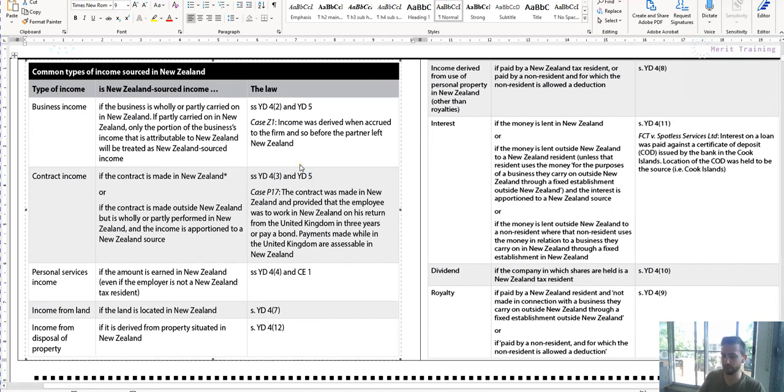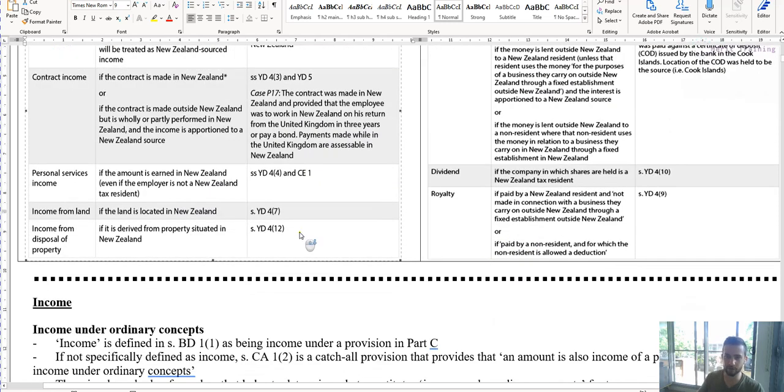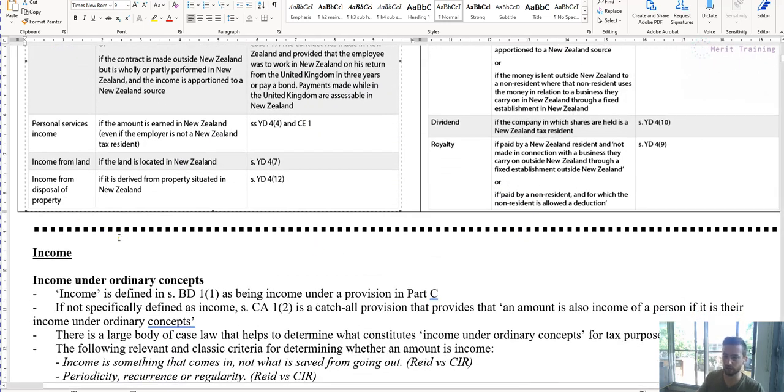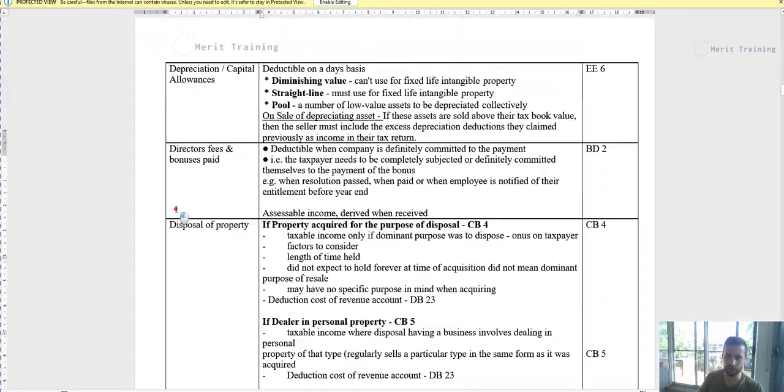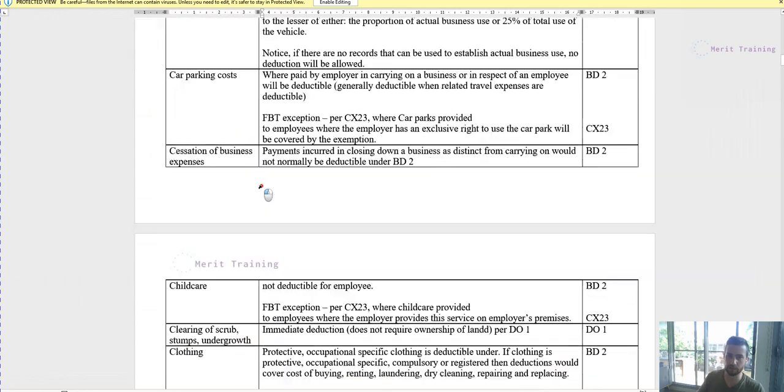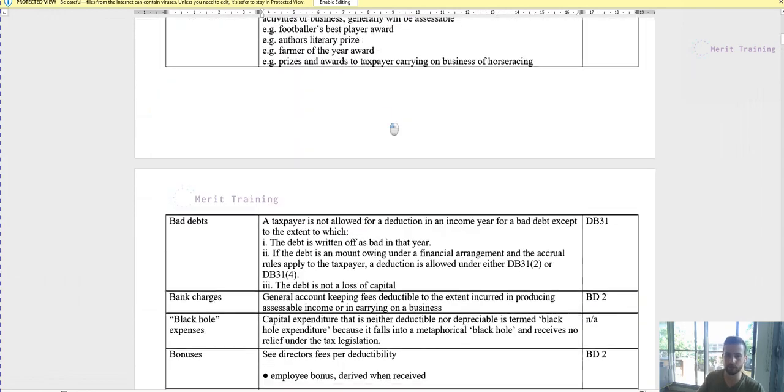So ultimately, what we need to do if we have a question like this is figure out what kind of income it is: contract income, PSI, income from land, dividend, royalty. Refer back to the table and figure out against the background information provided to us whether this is income from New Zealand or not. The other way you can do it is just check the TAC-REC guide, which has all kinds of different income, and it has some comments about where it's incurred as well.